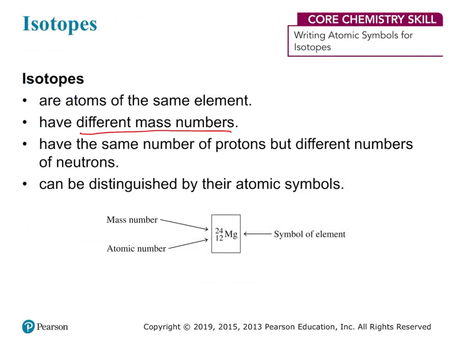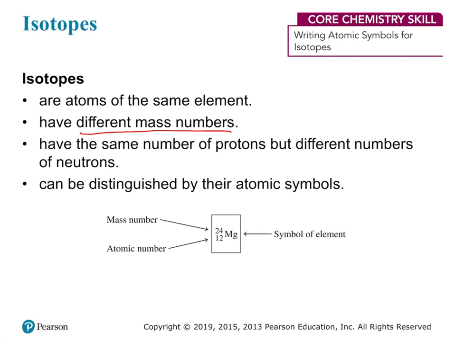So they have the same number of protons because remember, protons identify the element. However, those atoms could have different numbers of neutrons, which changes their mass number. So also remember that protons and neutrons have mass and they're in the nucleus. Electrons don't really have mass and they're outside of the nucleus. So when we're thinking about the mass of an atom, we're really talking about the protons and the neutrons.